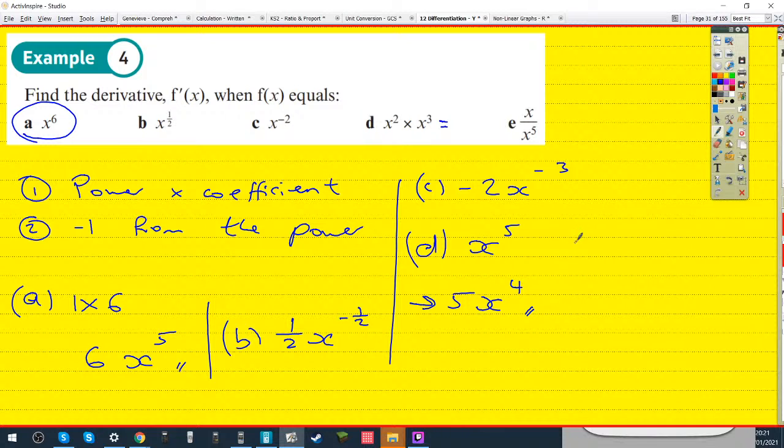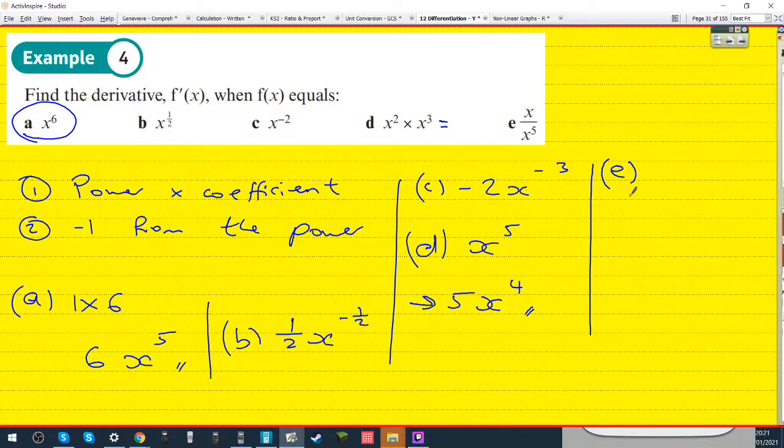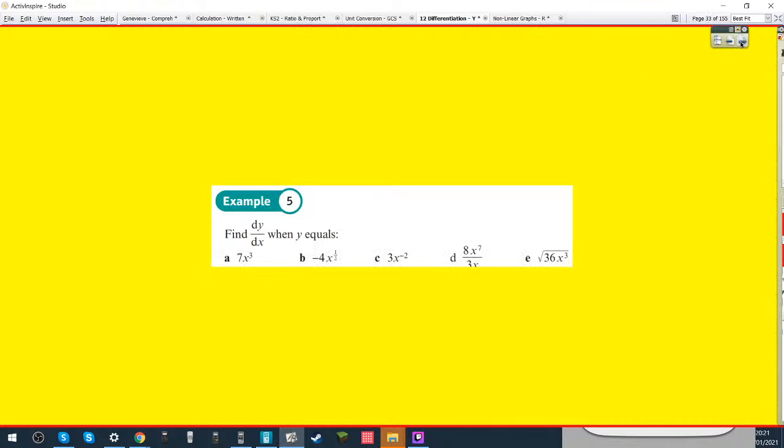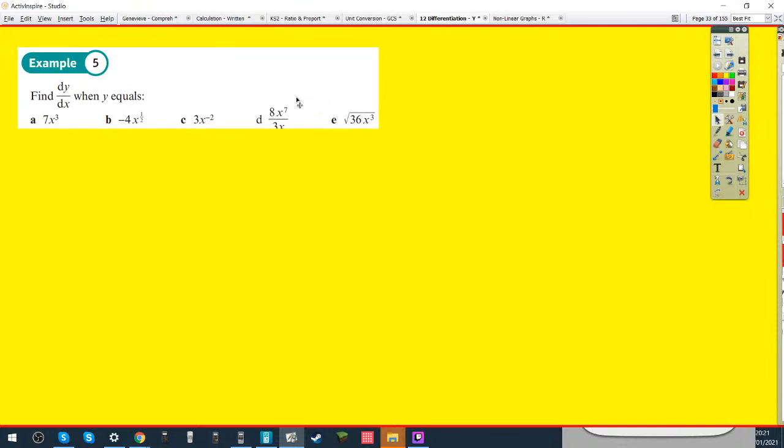And part E. Would it be x to the power of minus 4, or would it be minus 5? Yeah. And it'd be minus 4x to the power of minus 5. Well done. Very good. So we did fraction, we did negative, we did normal.